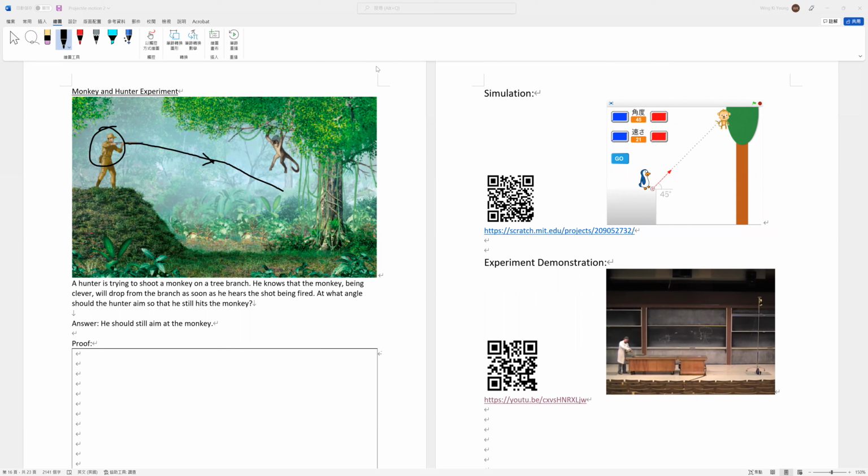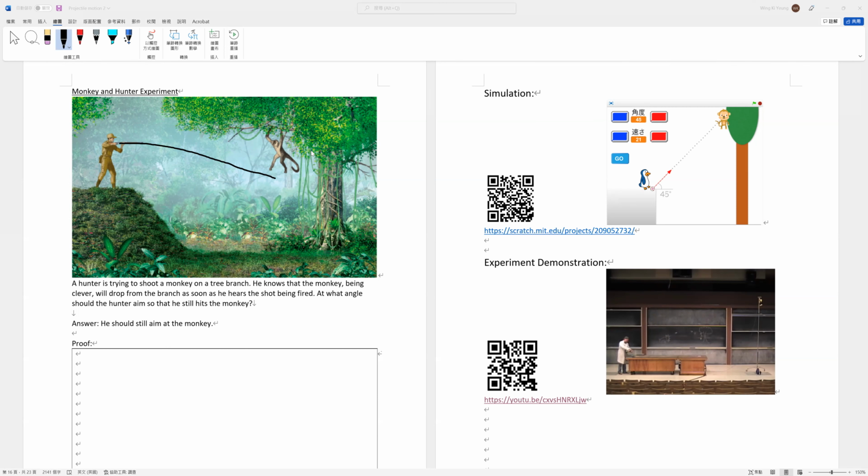But the monkey is not as clever as me. So what will the monkey do? When the monkey hears the sound, the monkey will just fall. And because of this, both the monkey and the soldier make a mistake, and finally the bullet hits the monkey.